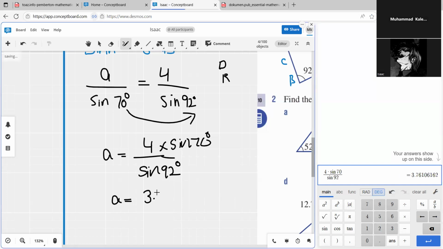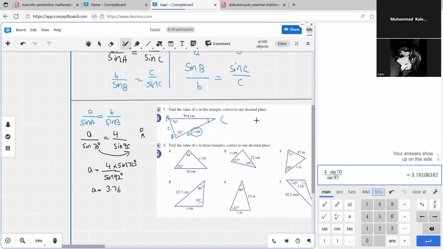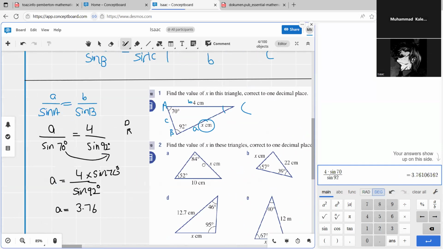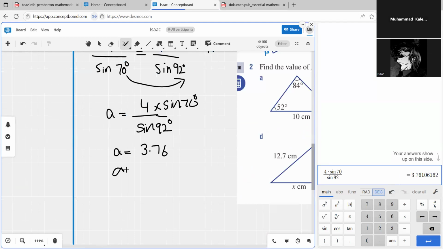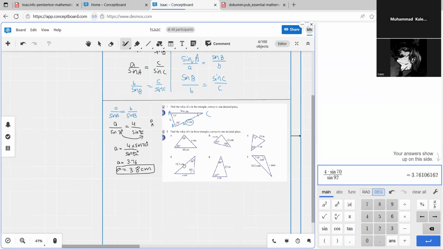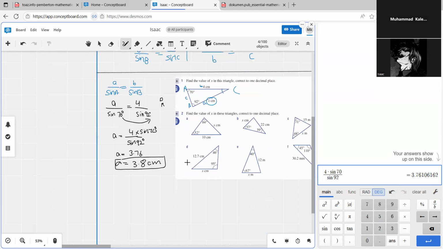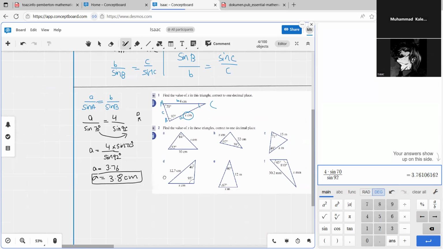3.76. This is our answer. They mentioned correct to one decimal place, so we can say A is equal to 3.8 centimeters. This is our answer. Do you understand it? Yeah. Can I just write it down? Okay.